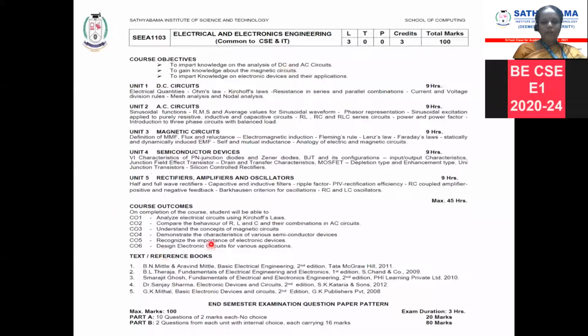Please go through the course outcomes. You all know CO means course outcome. The first unit covers CO1, second unit CO2, third unit CO3, fourth unit CO4, and the fifth unit is obviously its applications, so CO5 and CO6 will be covered in your fifth unit. We have completed our CO1: analyze electric circuits using Kirchhoff's law.